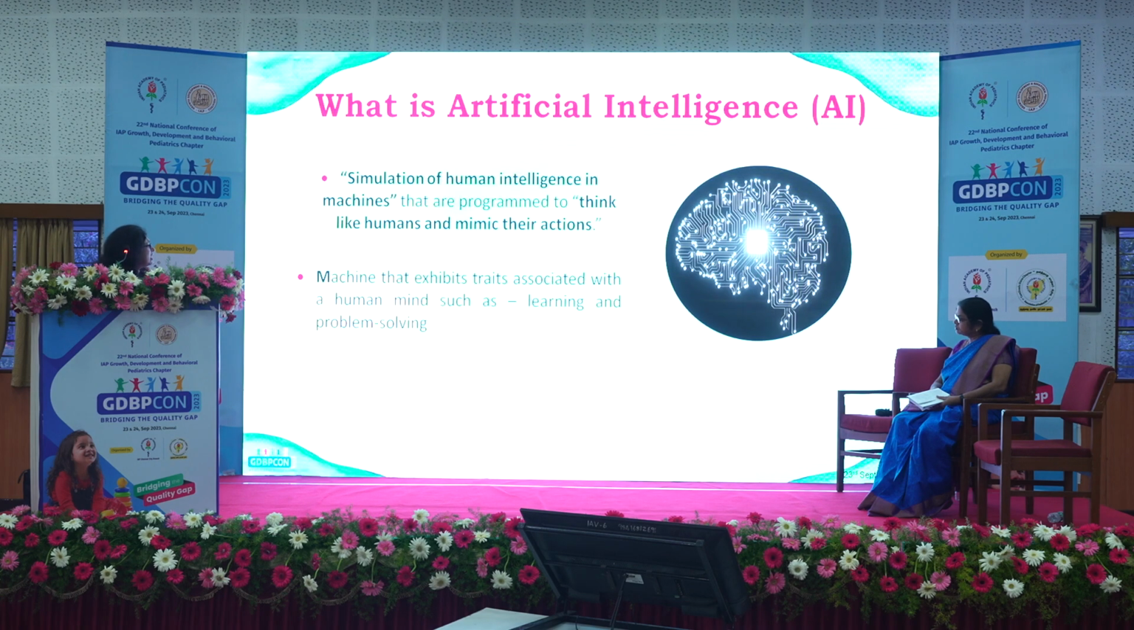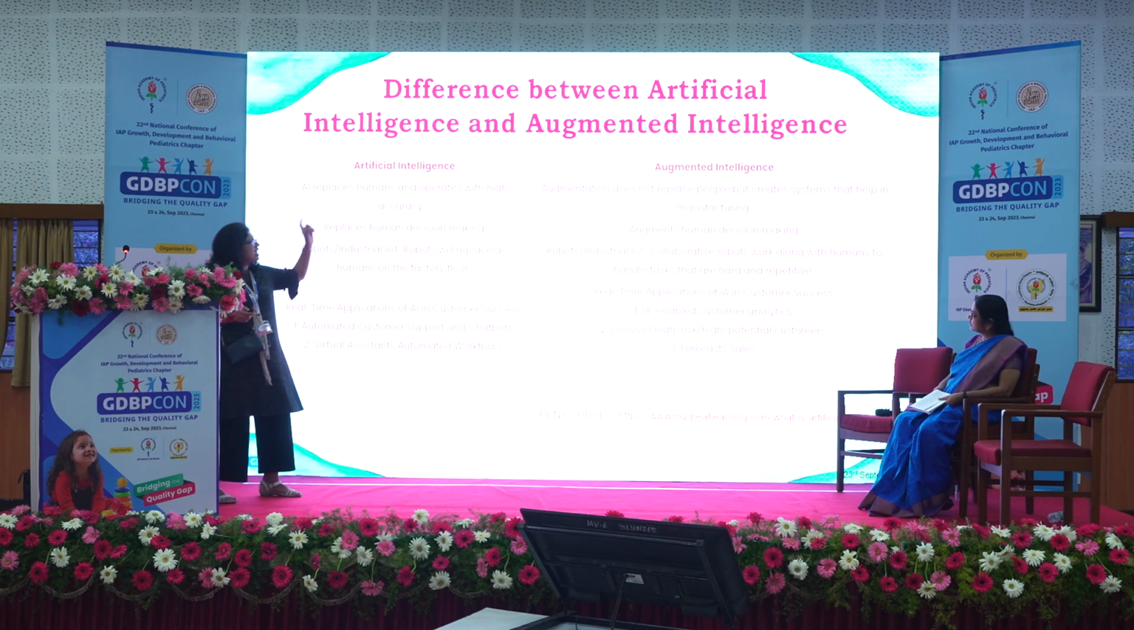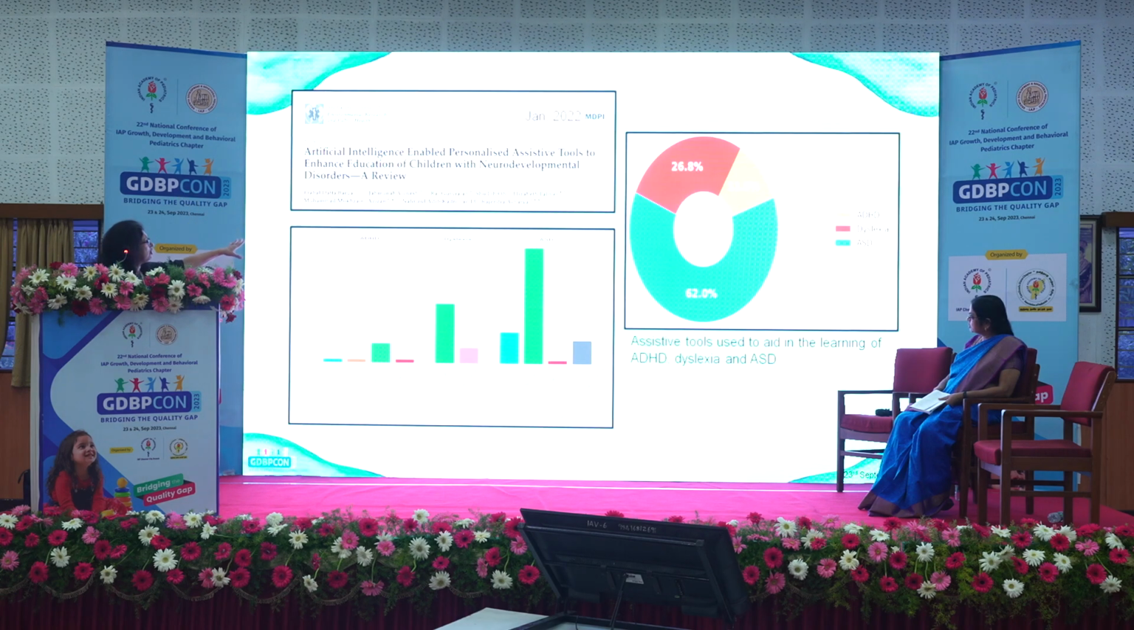And artificial intelligence is what? It is basically simulation of human intelligence in machines. They think like humans. They mimic their actions, and what we are actually talking about is augmented intelligence, in which they do not replace but create systems that are going to help. It is augmenting human decision making. We are not talking about replacing humans, okay? That is something important to remember.